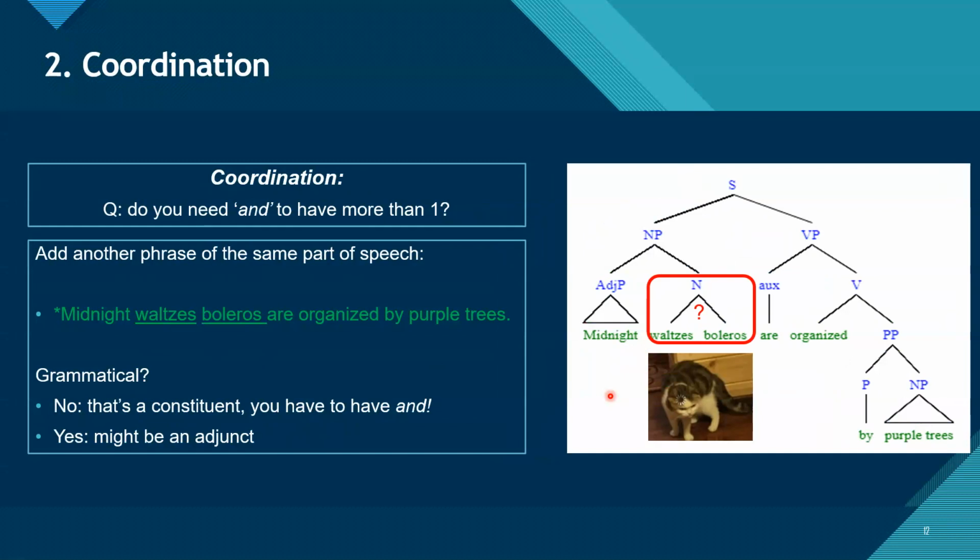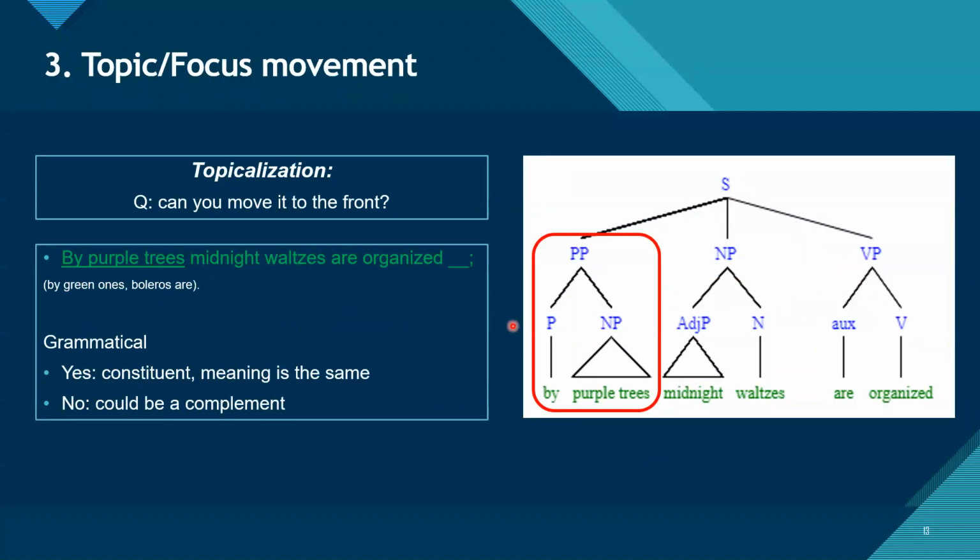Next is our coordination test. This one is a bit trickier. You want to do the same thing, start with waltzes, then you want to add and, then you string something else which is the same type of category. So waltzes and boleros. Then we ask, can we get rid of the and? Midnight waltzes boleros are organized by purple trees. Our loading cat is confused. He doesn't think that's a good sentence. I agree. So that's probably a constituent because you have to have it equal to boleros. You have to have the and.